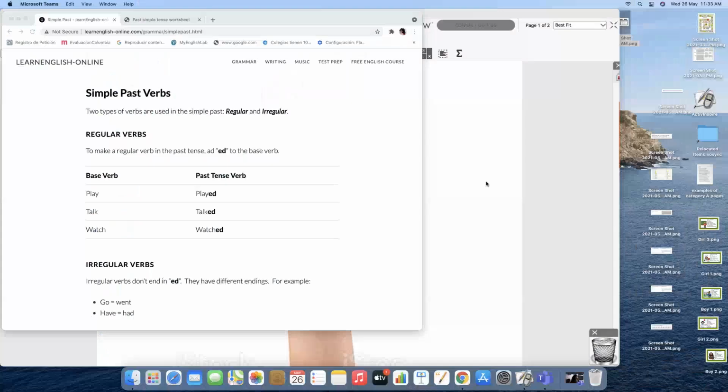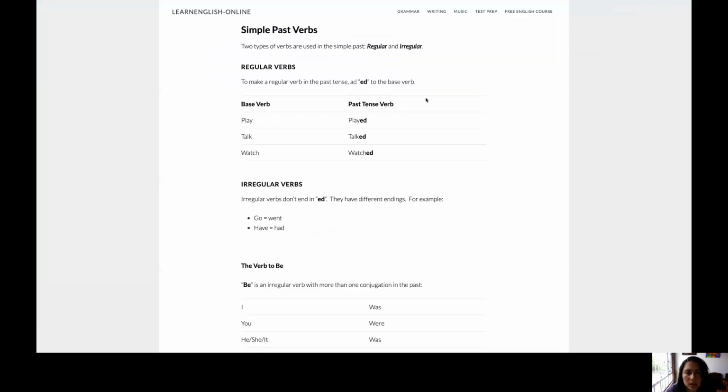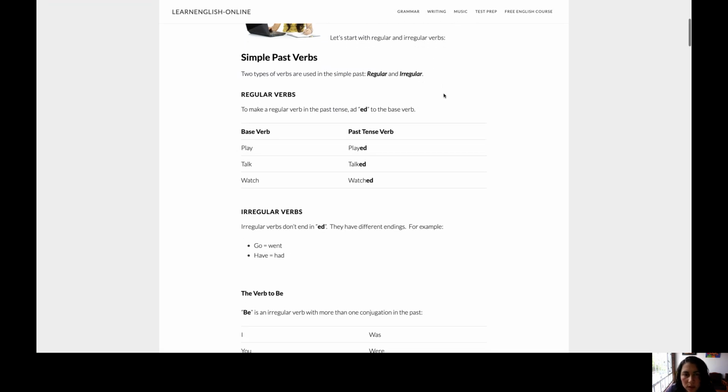Hi, dear students. Okay, guess what? Today we're gonna work on the same topic. Remember last class we were discussing simple past tense, and today we are going to do a review of the same topic. Entonces vamos a repasar un poco más este tiempo del pasado simple.